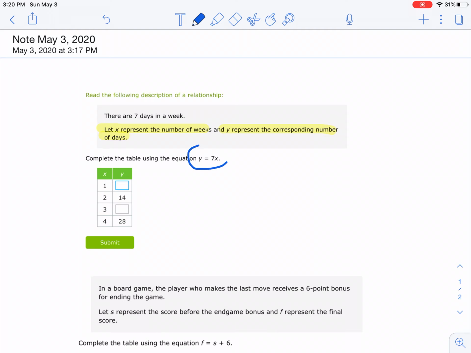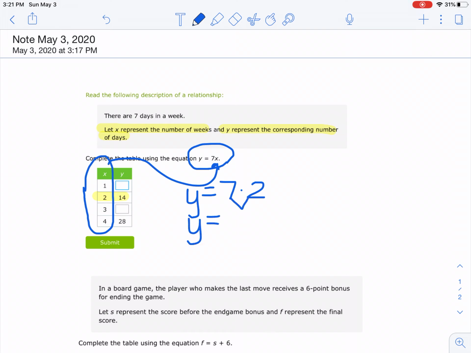Here's the key piece. They give you the equation. So y equals 7x. Whatever number I plug in from my x column into the x variable, it's going to give me my y value. So if you look at the one that they already gave you, they substituted the 2 in for the x, and it gives you the y. So you'll actually do the multiplication, because 7x is really 7 times x. So 7 times 2 is 14, and that's where they got the 14 from.